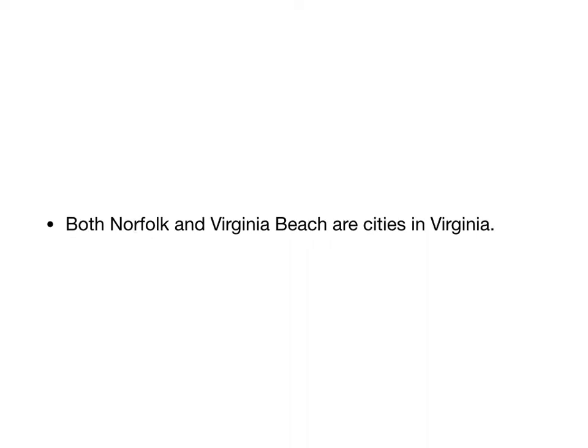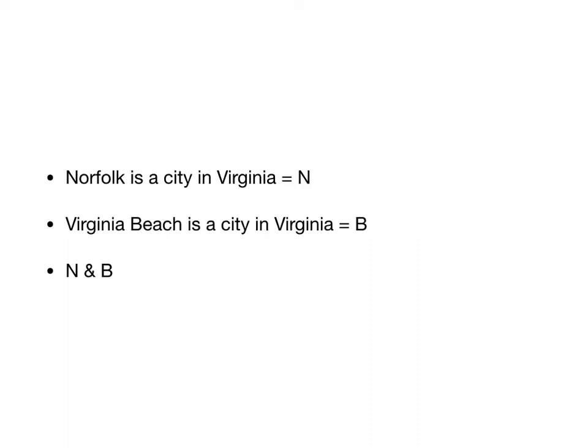Take, for instance, this sentence. Both Norfolk and Virginia Beach are cities in Virginia. How would you represent this? Well, look, the key here is to think, what does this sentence mean? What this sentence is saying is just the two simple propositions we've looked at. Norfolk is a city in Virginia. Virginia Beach is a city in Virginia.